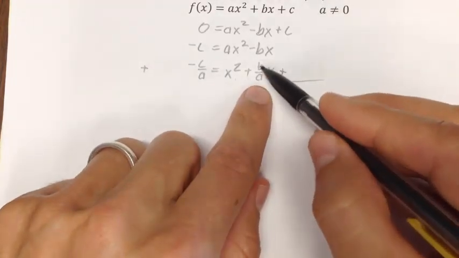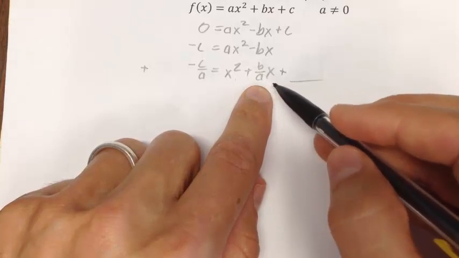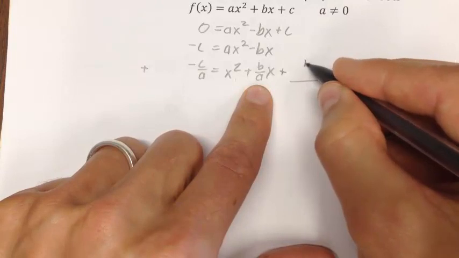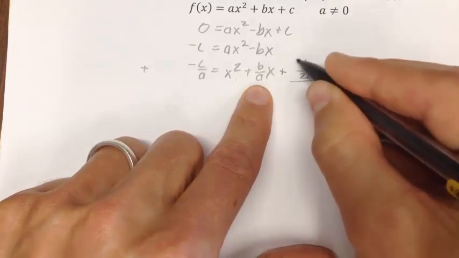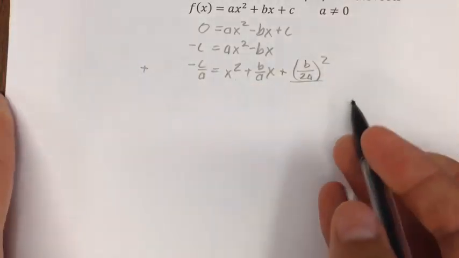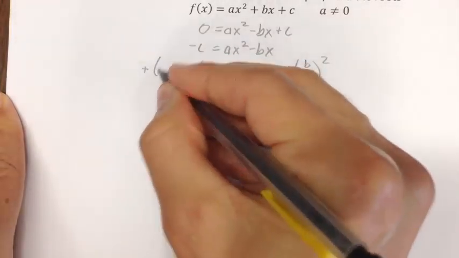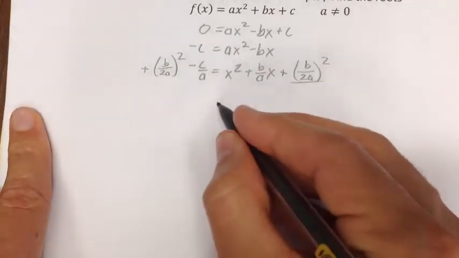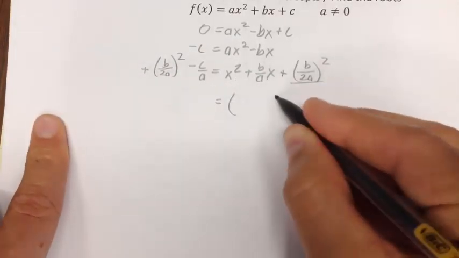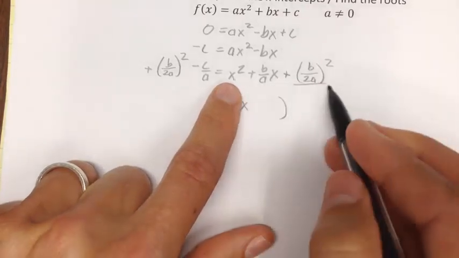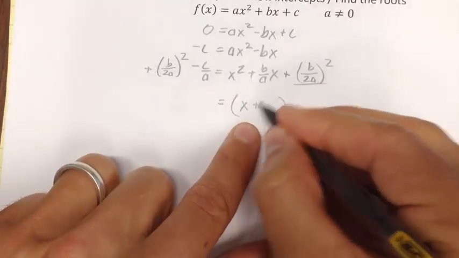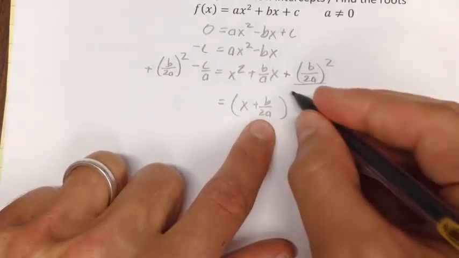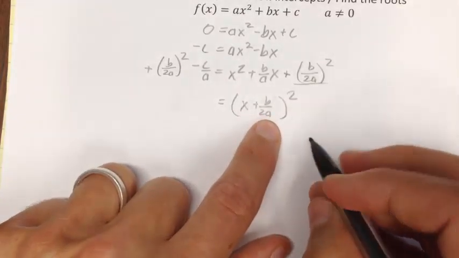Now, I take this, b over a, and I take half of it, then square it. How do I divide b over a by 2? I multiply by 1/2. So b over 2a squared. Take some time to think about that if you need to. B over 2a squared. Now the whole point of that is so that I can factor this side as x plus b over 2a times x plus b over 2a, or x plus b over 2a squared.